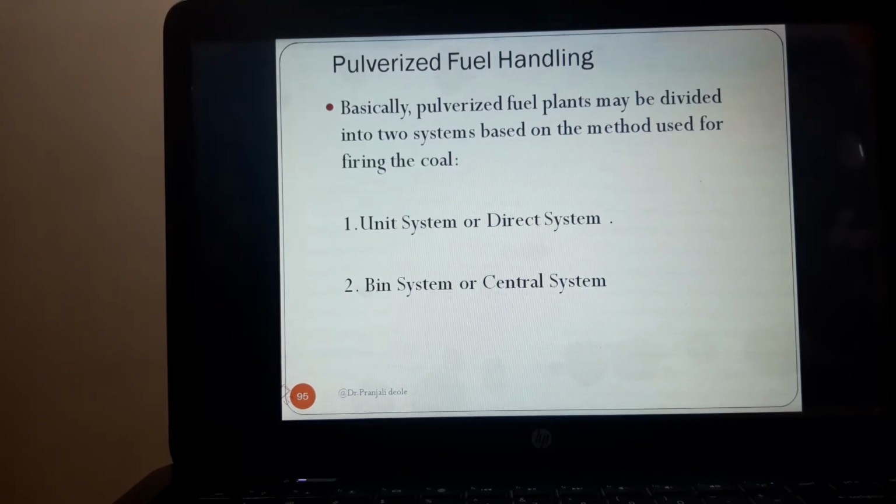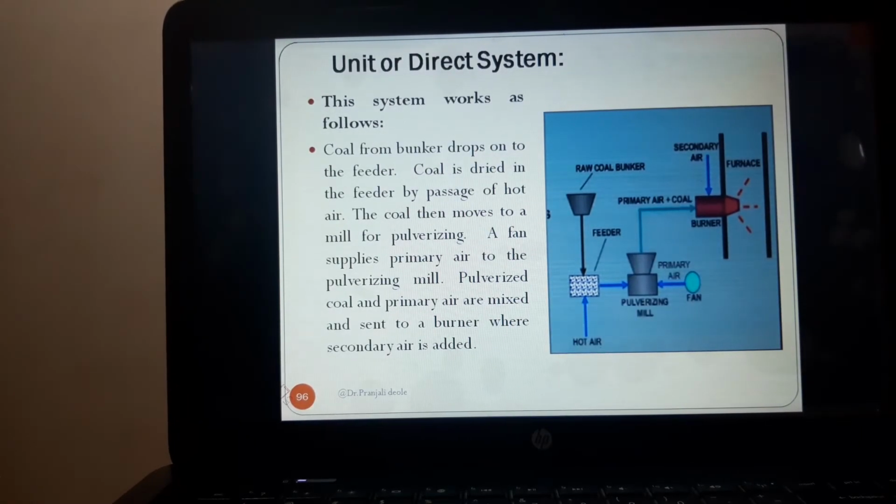Now basically pulverized fuel plants may be divided into two systems based on the methods used for firing the coal. As I discussed in the last slide, these are classified as unit system and central system. The unit system is also called the direct system, and the second type is the bin system, which is also called the central system. So let us see the unit system and central system in detail. First, the unit system or direct system.